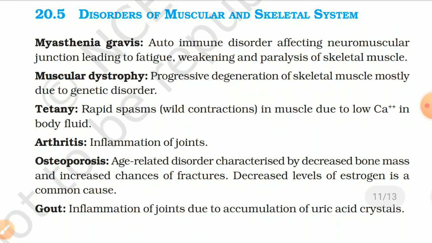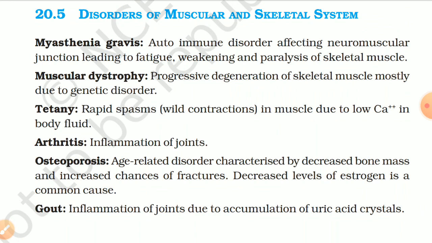Myasthenia gravis, an autoimmune disorder affecting the neuromuscular junction, leading to fatigue, weakness, and paralysis of skeletal muscle. Muscular dystrophy, progressive degeneration of skeletal muscle, mostly due to a genetic disorder. Tetany, rapid spasm, wild contraction in muscle due to low calcium in body fluid.